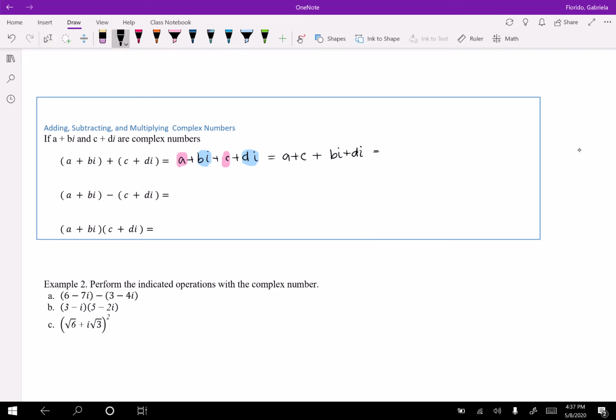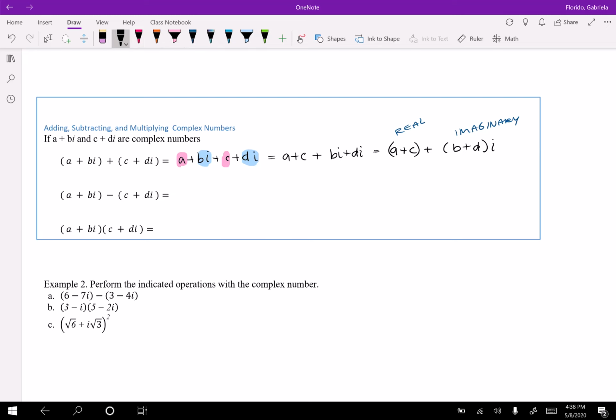So we're going to have a plus c plus, and I'm going to factor out that i from both of those, (b plus d)i. So here's my real part. Again, this is my real part, and this is my imaginary part. So again, you just combine like terms and then factor out the i.